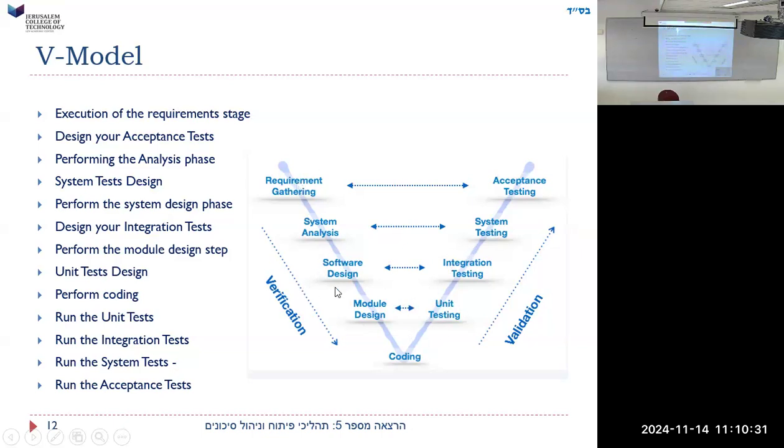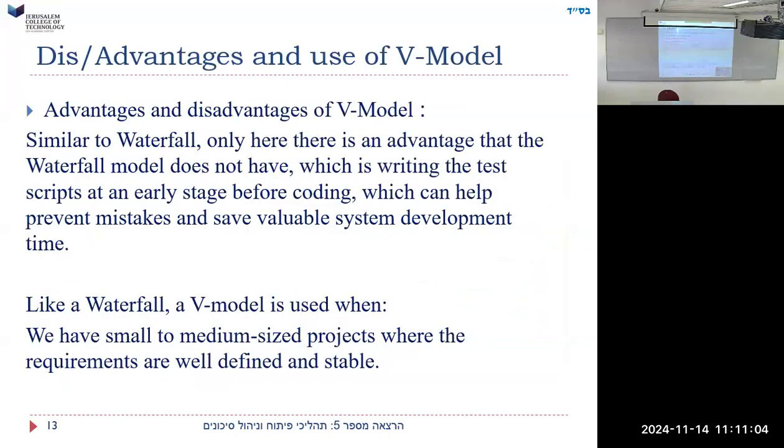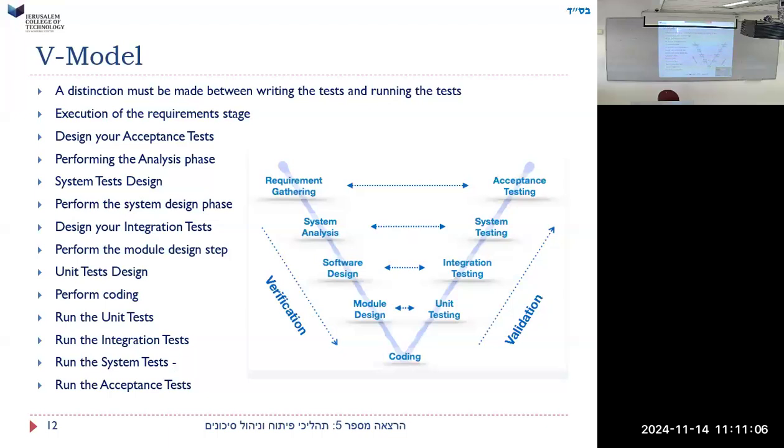It is a V in the sense that you do progress through this in time. But the design of these tests is at the same time as you do each phase. So I guess your actual tests are done at the end, but you at least put the design for the tests early. A distinction must be made between writing the tests and running the tests. In other words, the design of the test is simultaneous with the first phase, but the running is only later.